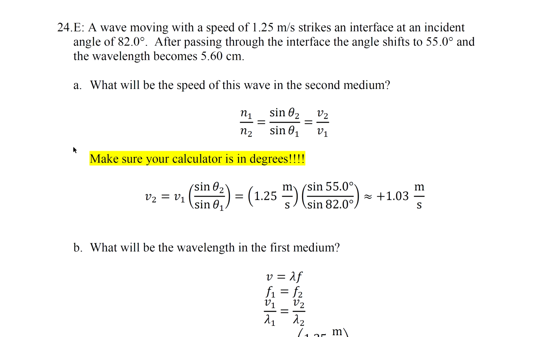Question 24. A wave moving with a speed of 1.25 meters per second strikes an interface at an incident angle of 82 degrees. After passing through the interface, the angle shifts to 55 degrees and the wavelength becomes 5.6 centimeters. Part A, what will be the speed of this wave in the second medium? So they want the speed, so let's just use this equation here. Solve for V2. Make sure your calculator is in degrees.